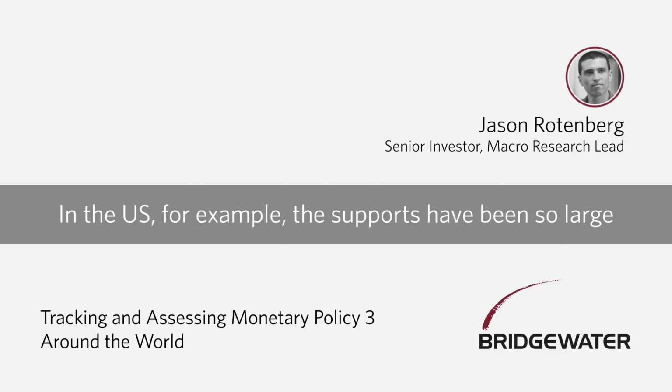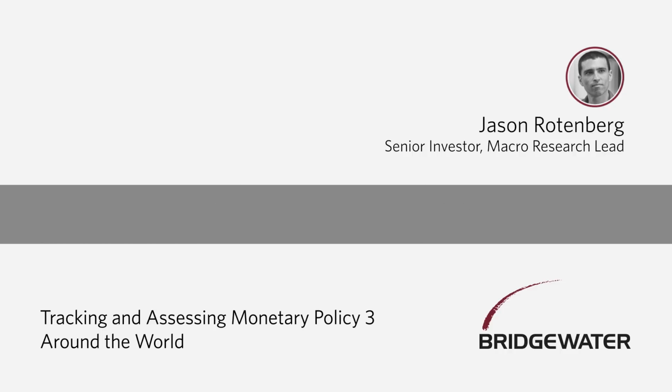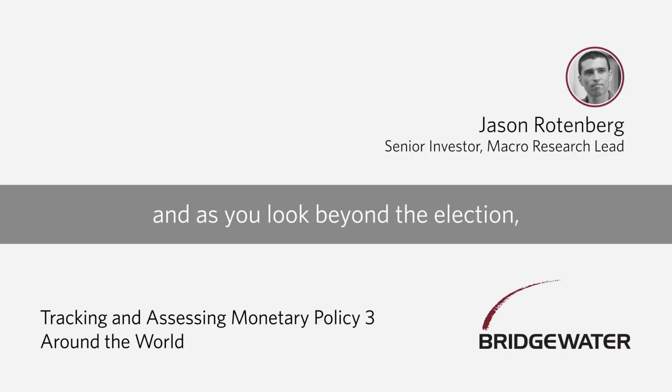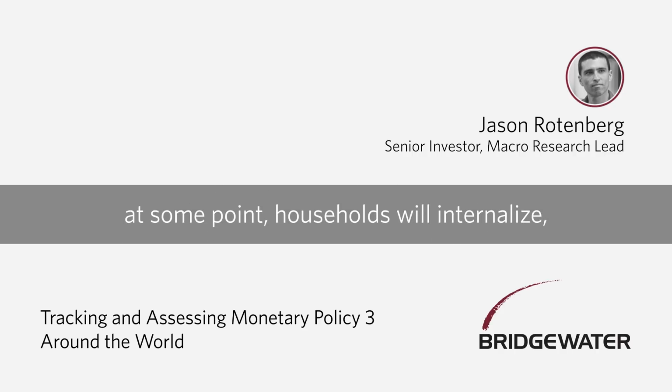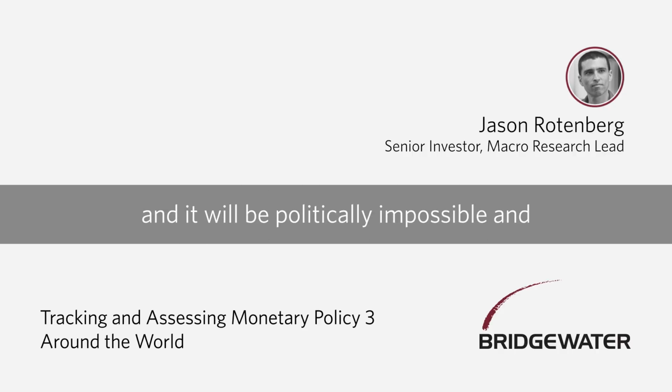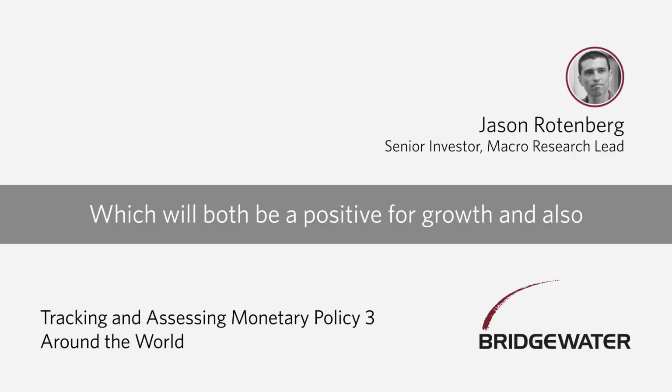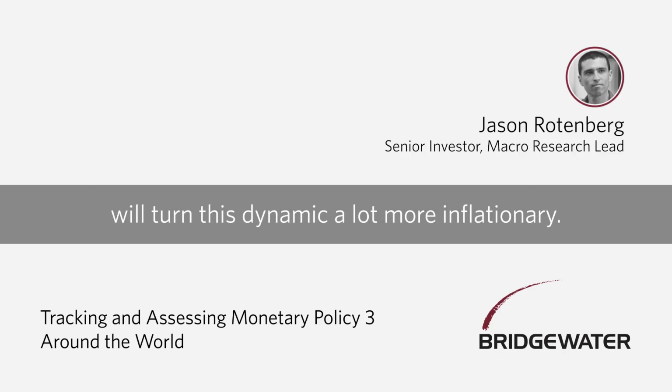Like in the US, for example, the supports have been so large that incomes are actually up despite massive unemployment, and yet spending is still weaker. And so as Congress tops off this first round, and as you look beyond the election, if that gets renewed again, at some point, households will internalize that it will be politically impossible and economically undesirable to pull back these supports, which will both be a positive for growth and also will turn this dynamic a lot more inflationary.